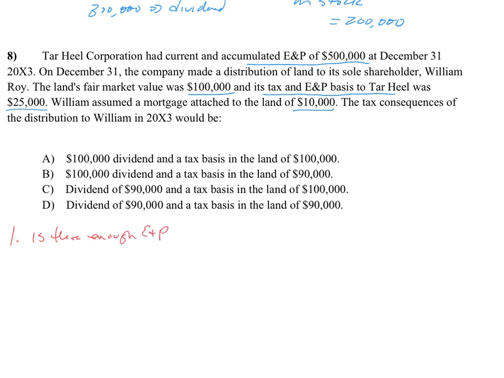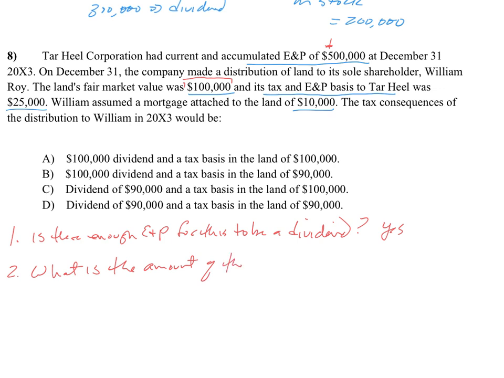Is there enough earnings and profits for this to be a dividend? All right. And we've got $500,000 of earnings and profits, and we've got a fair market value of $100,000. So the answer is yes. The second then is, what is the amount of the dividend?